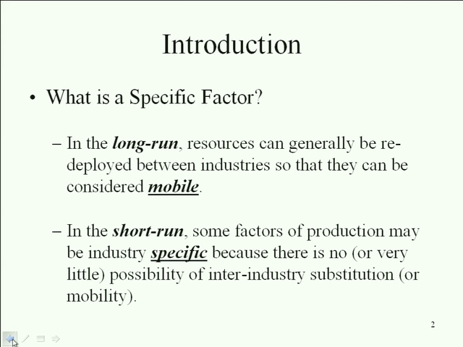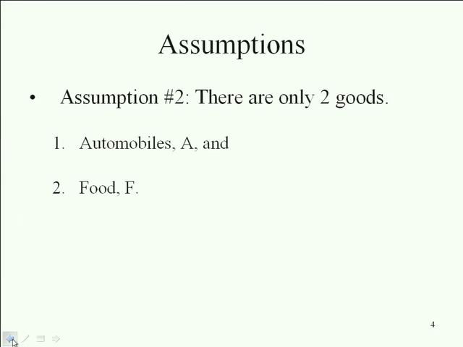So we need to think about how we can deal with factors of production that are relatively mobile, as well as factors of production that are relatively specific to certain types of economic activity. That's what we want to look at now. We'll start by thinking again about our set of assumptions. Two countries, in this case the US and Japan. We're going to have two products, automobiles and food. We'll have three factors of production: labor, capital, and land.